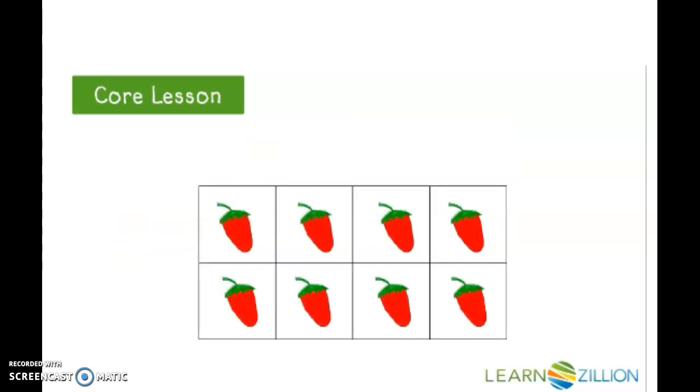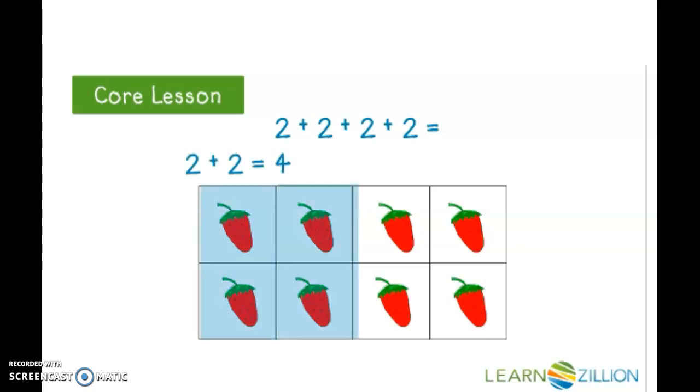Here's another array, and this one's made up of strawberries. There are 2 strawberries in each column, and there are 4 strawberries in each row. First, let's add up by our columns. 2 plus 2 plus 2 plus 2. We're going to break that down into 2 plus 2 equals 4. Then the third column, 2 plus 4 equals 6. And our last column, 2 plus 6 equals 8.